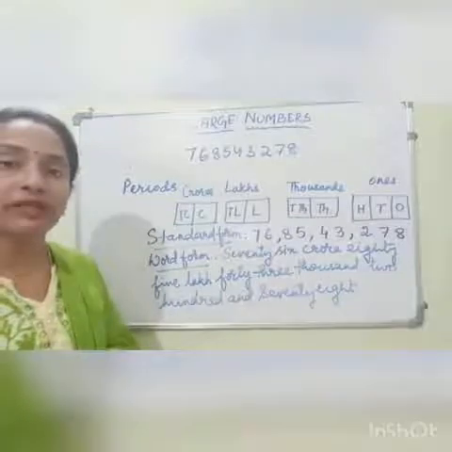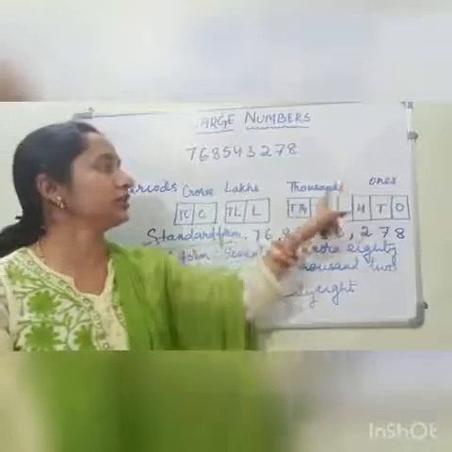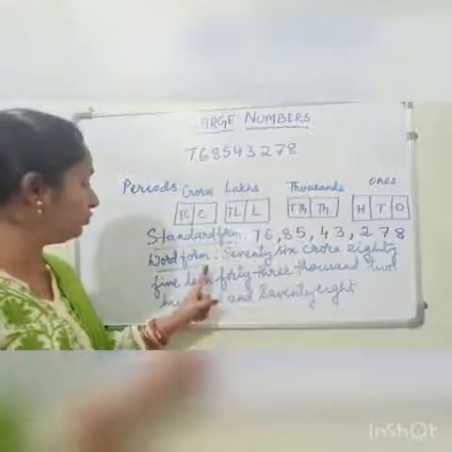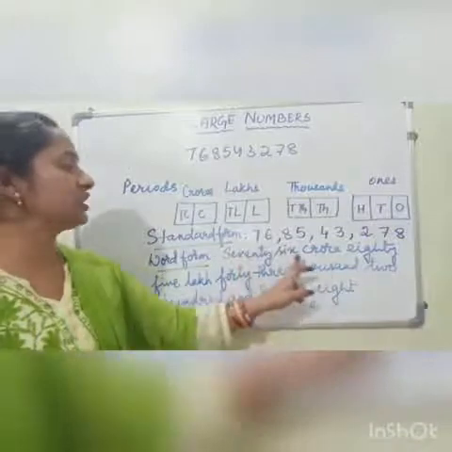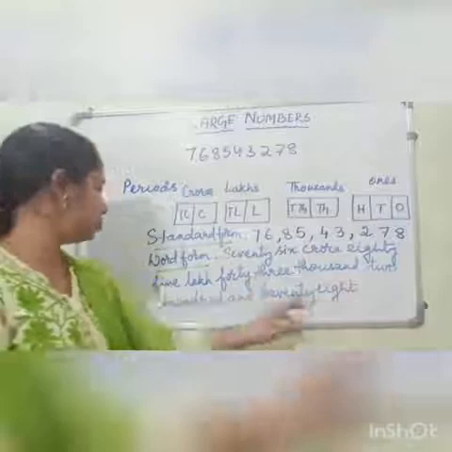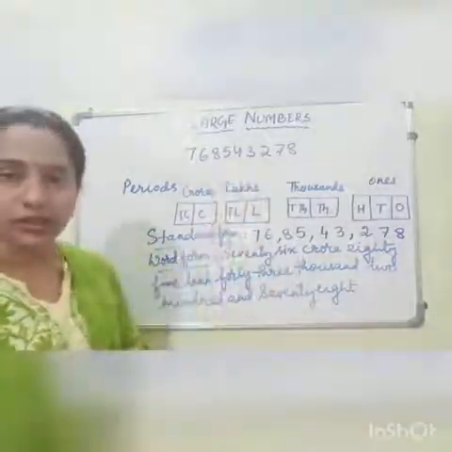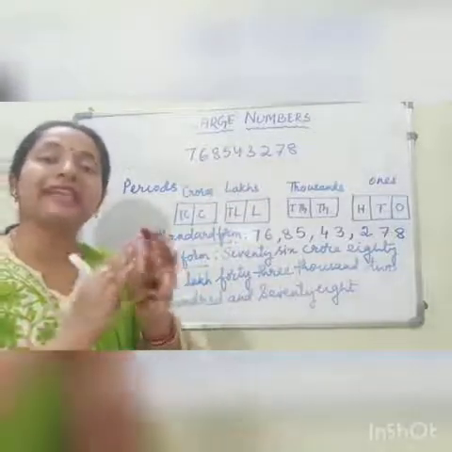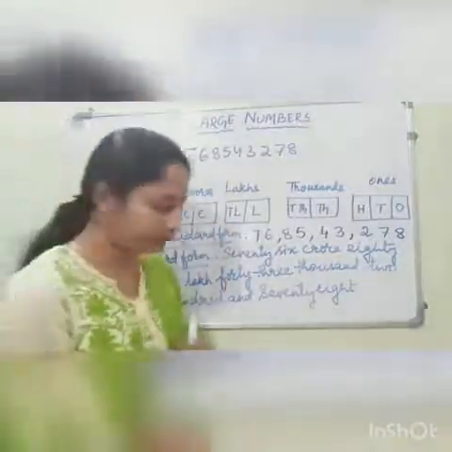Understood? So always remember, when you are writing the name of the periods here, you will mention it in plural form. But when you are writing the number name or the word form, you will mention these periods in its singular form. Okay? So 76 crore 85 lakh 43,278 is the word form of the given large number. Similarly, if we come to writing the expanded form of this given large number, then what will we do?